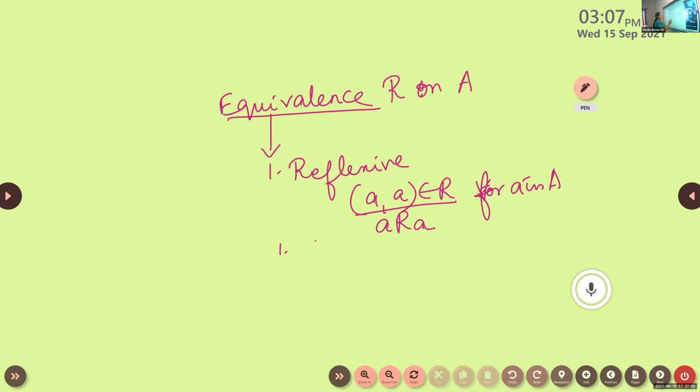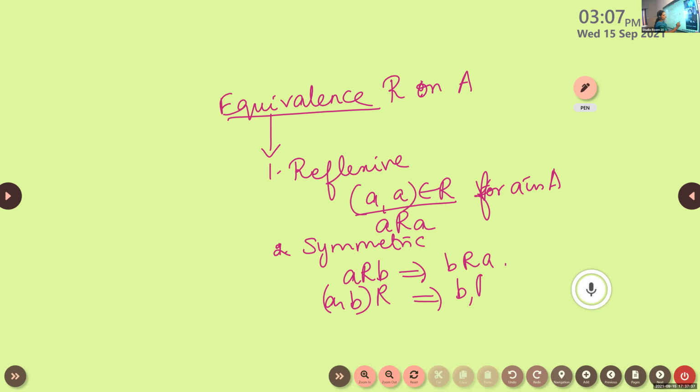Second one, it is symmetric. When will you say a relation is symmetric? a is related to b implies b is related to a. Whenever (a, b) belongs to R, we should get (b, a) also belonging to R. If (a, b) is there, then we should have (b, a) also belonging to R. If so, we say it is symmetric.